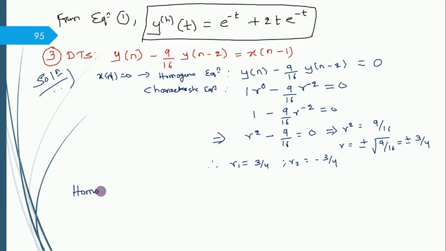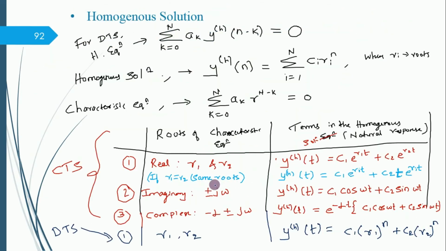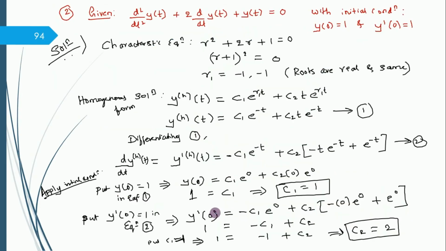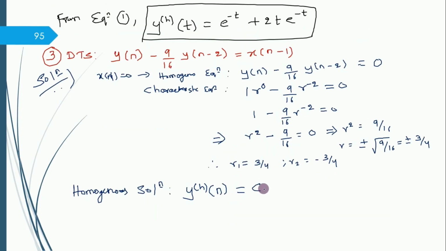Homogeneous solution y h of n you should write. n is given by, I refer the table, r1, r2 are real roots. So here c1, r1 should be enclosed in a bracket raised to n. So in that fashion you need to write. So I get it as c1 (3 by 4) raised to n plus c2 (minus 3 by 4) raised to n. You should have written minus 3 by 4 because r2 means minus 3 by 4. So this is the solution for problem number 3.